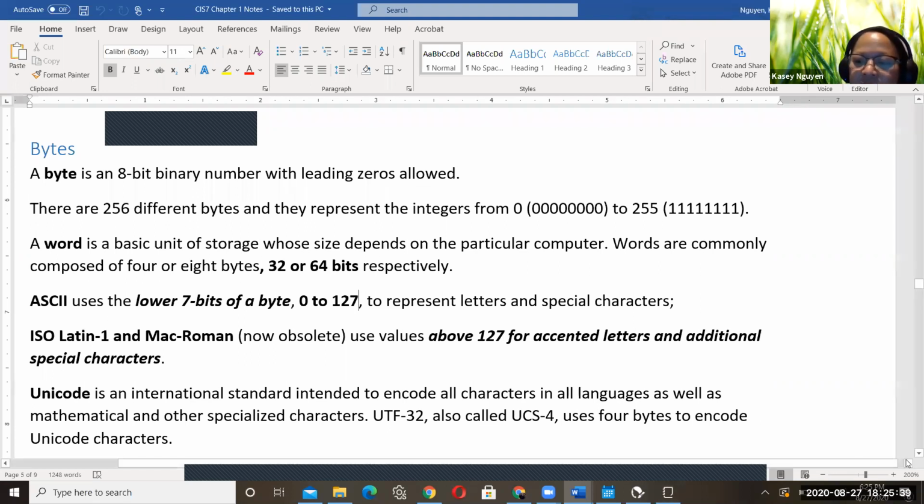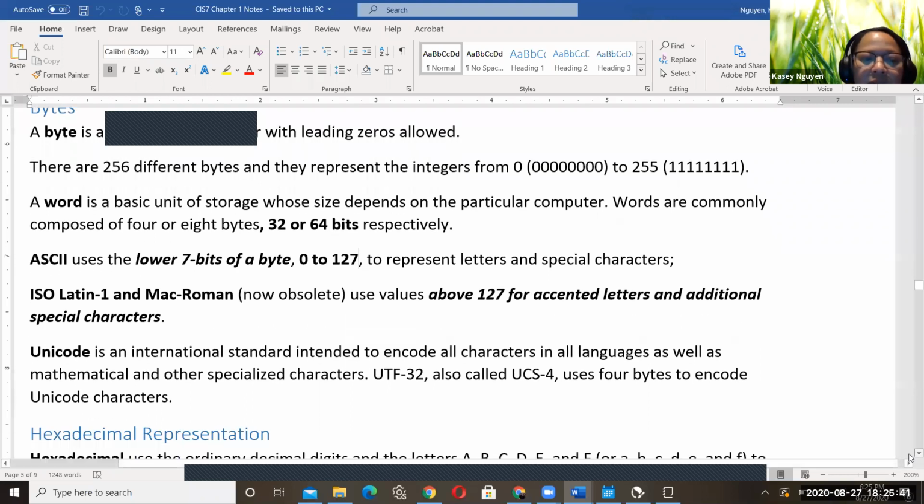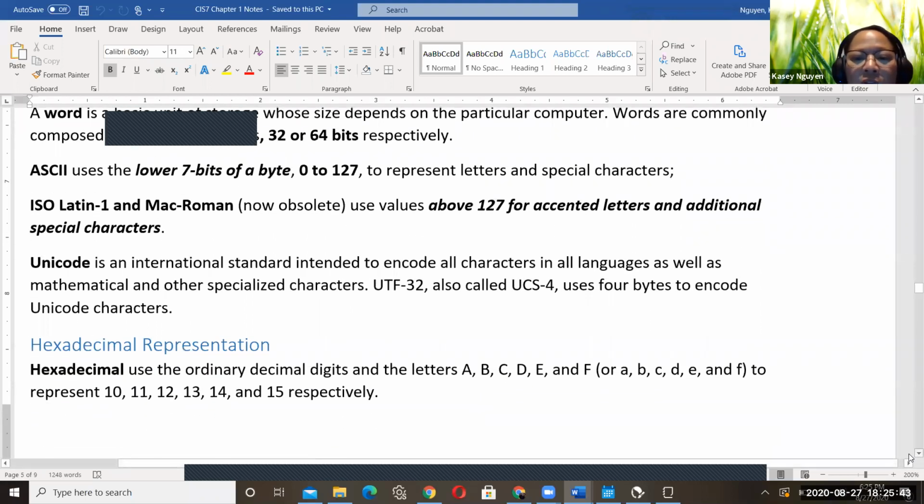And you might be familiar with Unicode, for all characters in all languages, and this is commonly used. This is used for web. This is used for our computing system. So it's mathematical and it's used for specialized characters. And you would have UTF-32, also called UCS-4, which is represented in 4 bytes or 32 bits.